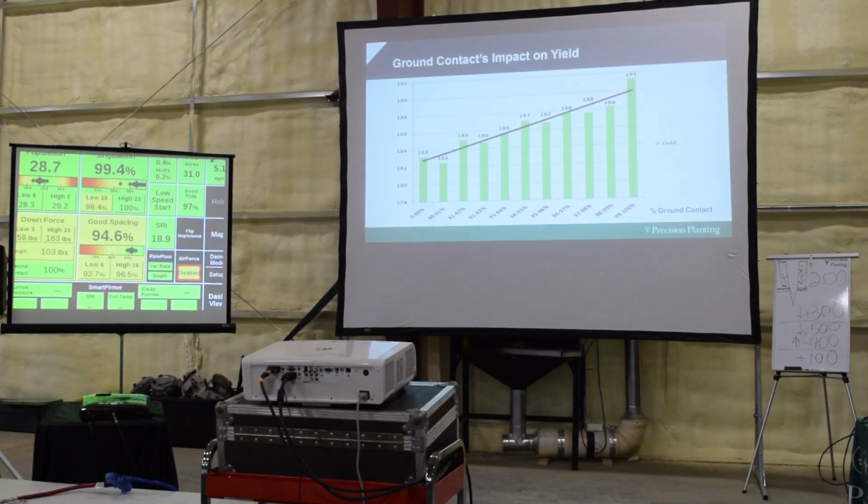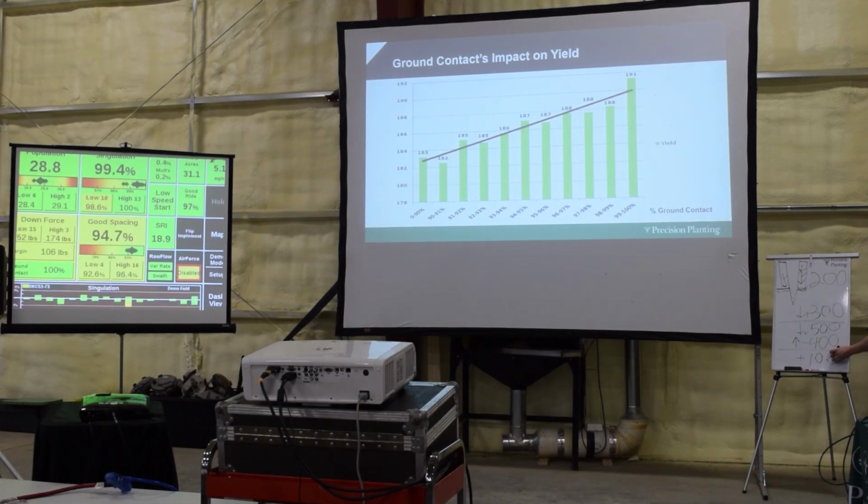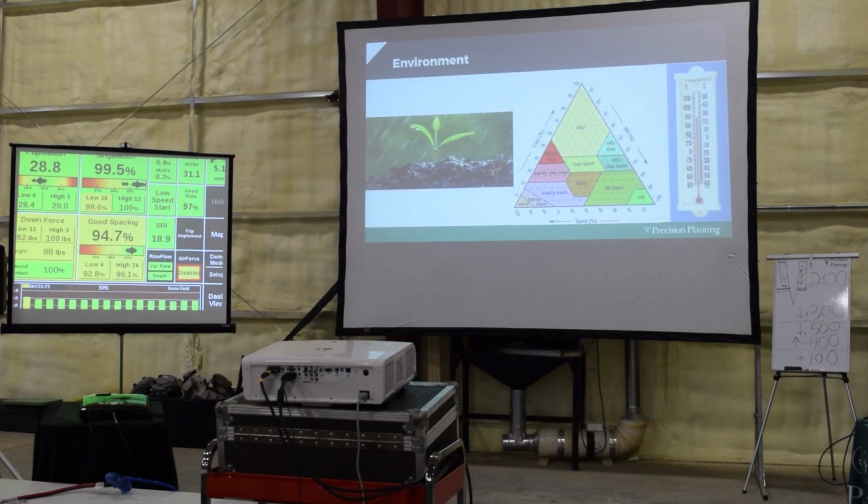Here is a graph again of that ground contact at 100%. As soon as we get off 100%, here we're only at 90%, and we already lost 10 bushels. Don't like to see a lot of loss of ground contact, okay? So let's take a look at what other factors could be. There's things in the environment. What's the temperature like? Okay, if it gets so cold, what's that ground going to do? It's going to tighten up. There's going to be more resistance.